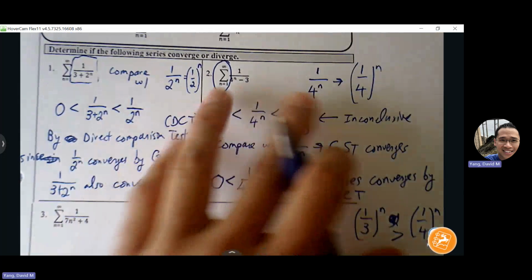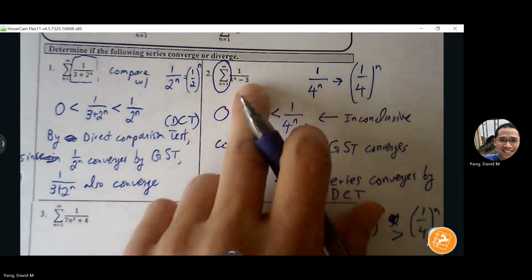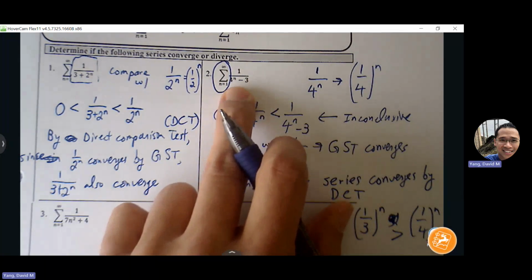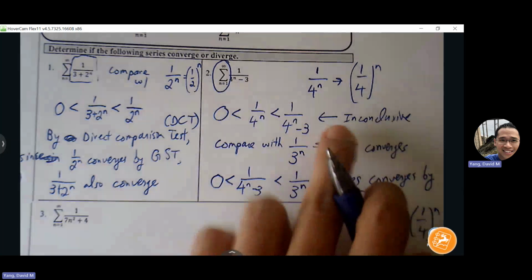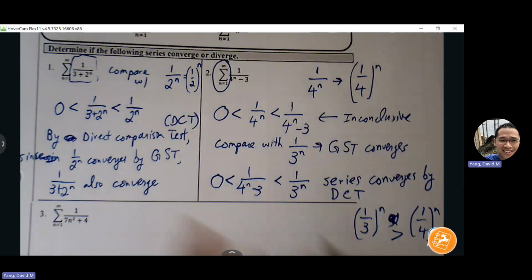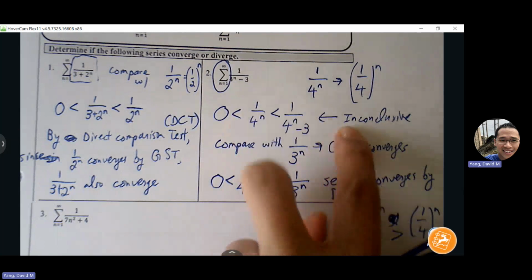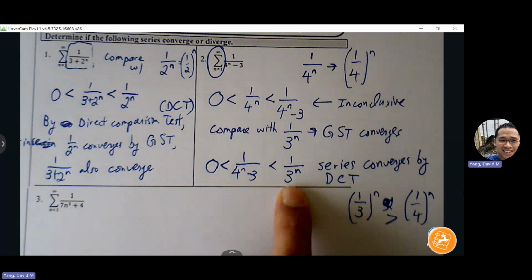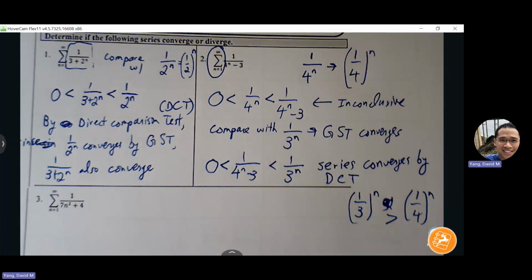Right. Because we're basically trying to find, there are other tests that could potentially handle this. But right now, if we're only using direct comparison test, it's inconclusive, but we're really trying to find something that can be a better fit.